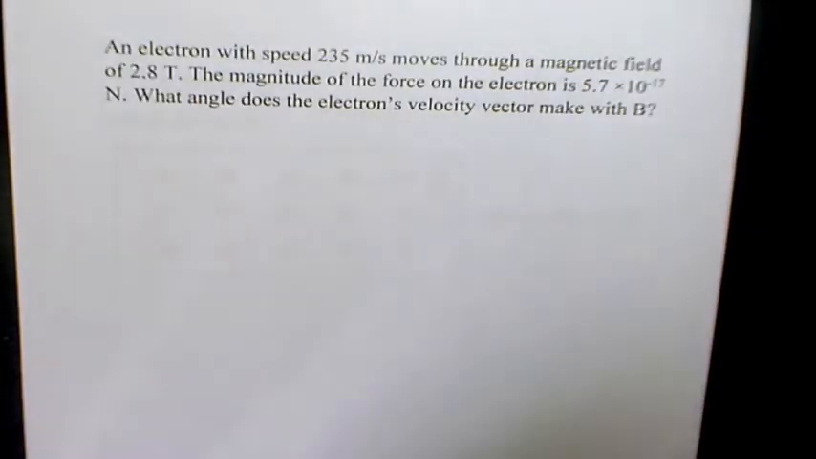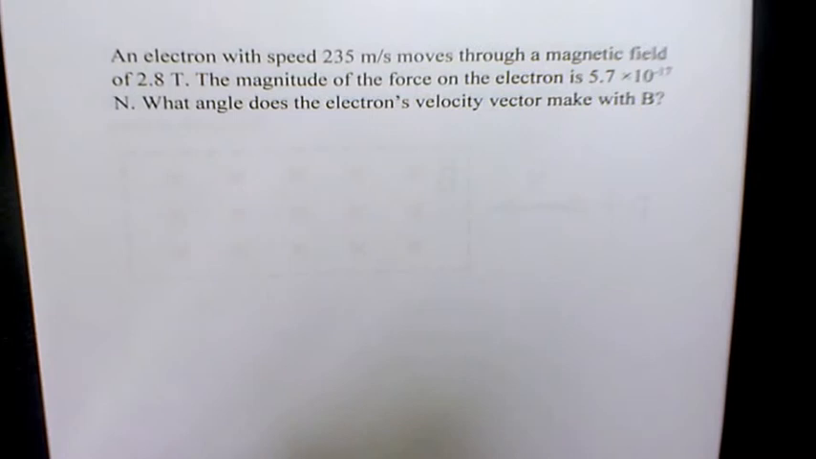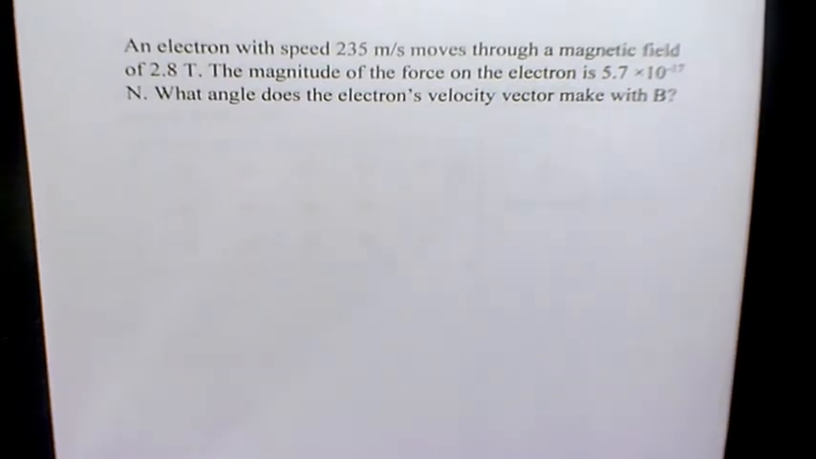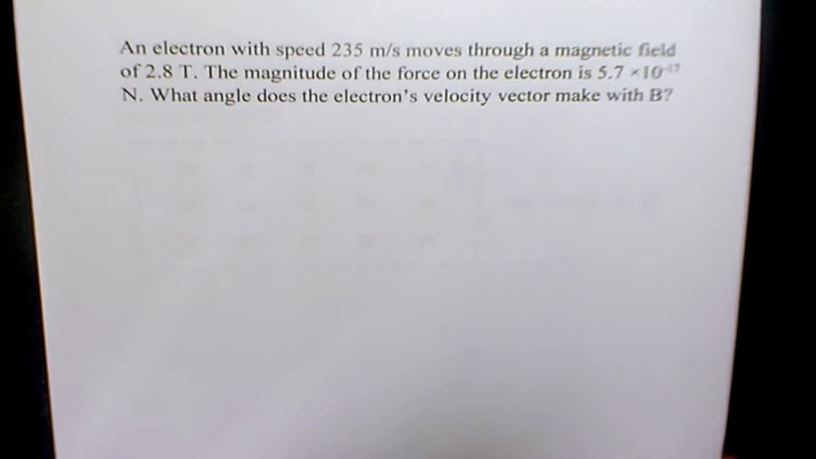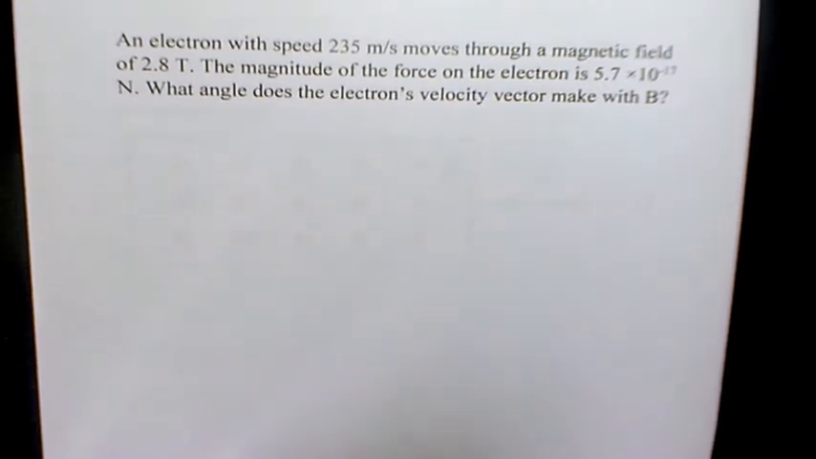An electron with a speed of 235 meters per second moves through a magnetic field of 2.8 Tesla. The magnitude of the force on this electron is 5.7 times 10 to the power of negative 17 Newton. What angle does the electron's velocity vector make with B?